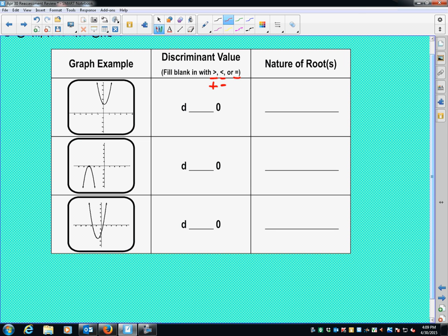So if we have a parabola in this first example, it does not cross the x-axis. Okay, so therefore that means the discriminant value would be a negative, which would be less than 0. So therefore if it does not cross this x-axis at all, then there are two imaginary roots.